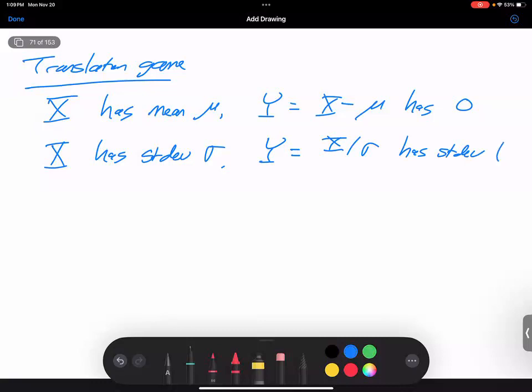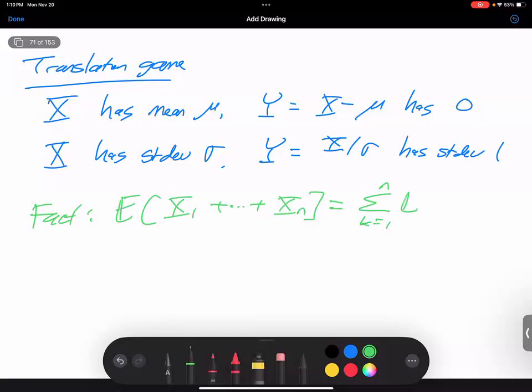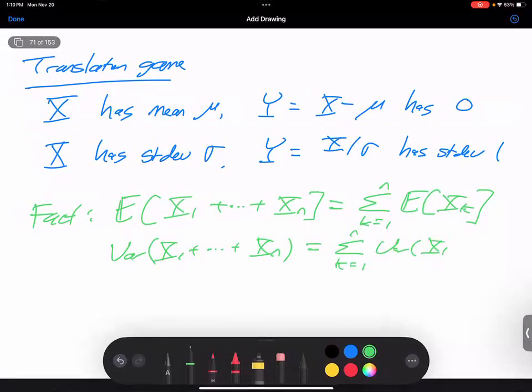And here's the key fact. The expected value of a sum is the sum of the expected values. And then the variance of a sum is the sum of the variances if independent. Well, it makes sense that this should only be true if things are independent.